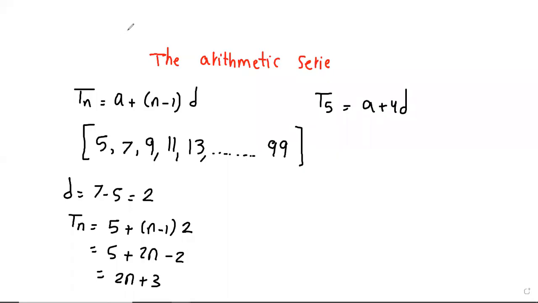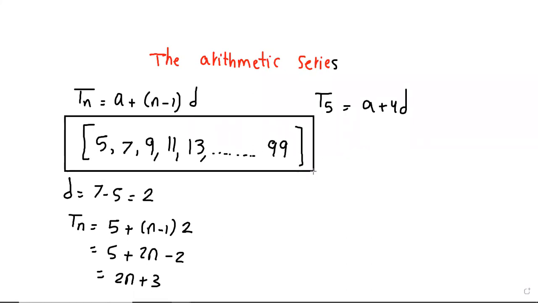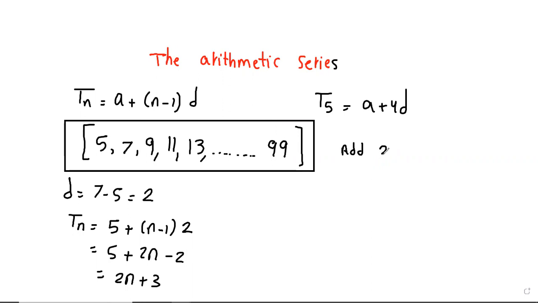Before studying the arithmetic series, I want to make a quick revision about the arithmetic sequence. You know the arithmetic sequence, like the sequence 5, 7, 9, 11, 13. Each time we add 2 to get the next term. And you know that Tn is equal to A, the first term, plus n minus 1 multiplied by d, the common difference. And the common difference here, 7 minus 5, is 2.